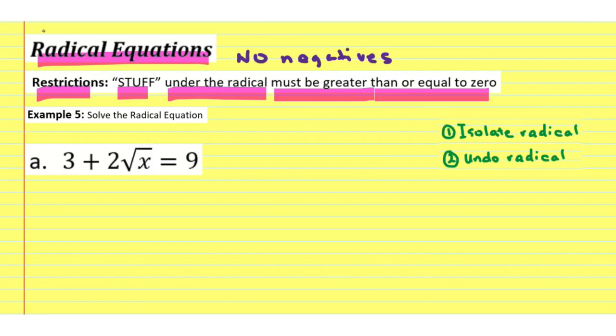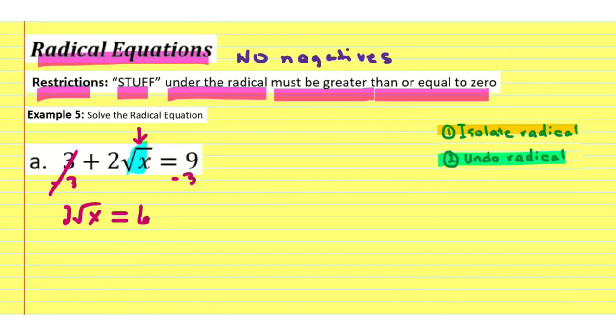Okay, but our rules are basically number 1, isolate the radical, and then number 2, we're going to undo the radical. So here in our problem, we've got a radical x. I basically want to get that radical x all by itself. So using our order of operation rules, I'm going to subtract 3 from both sides of the equal sign. So 3 minus 3 cancels itself out, and then I end up with 2 radical x is equal to 9 minus 3, which is 6.